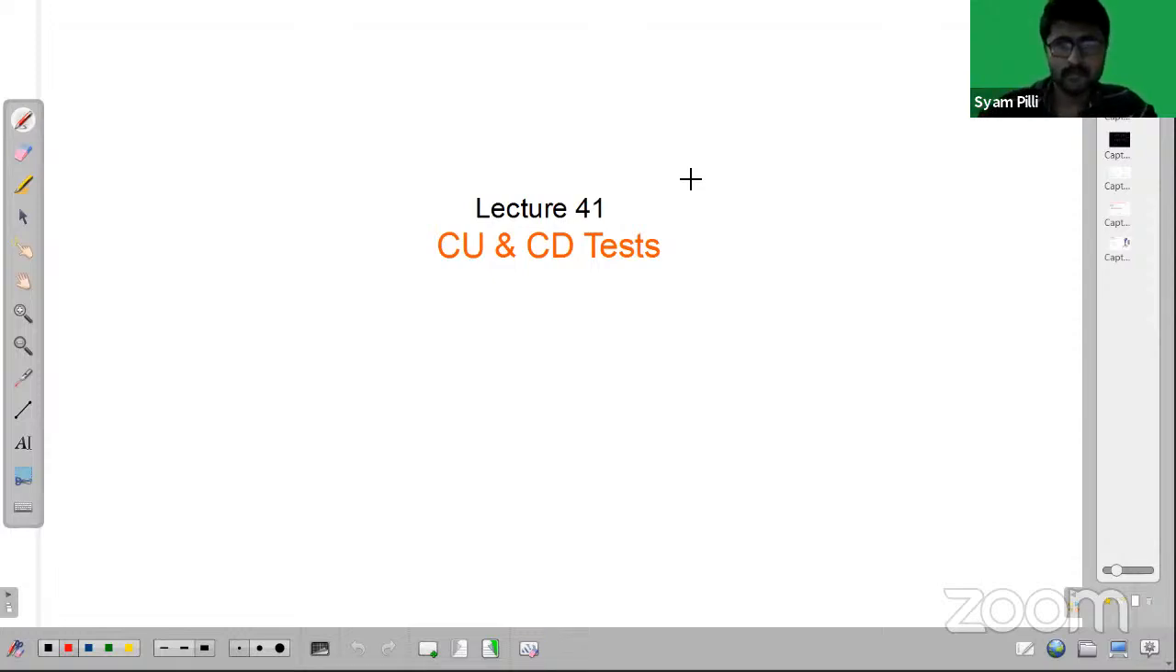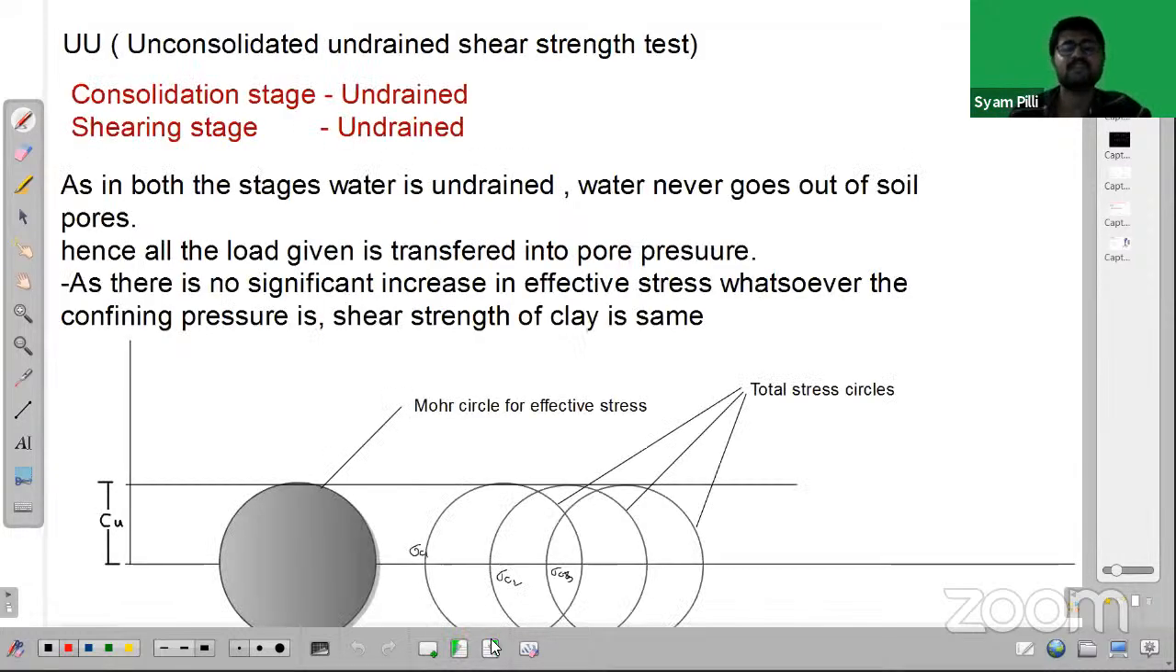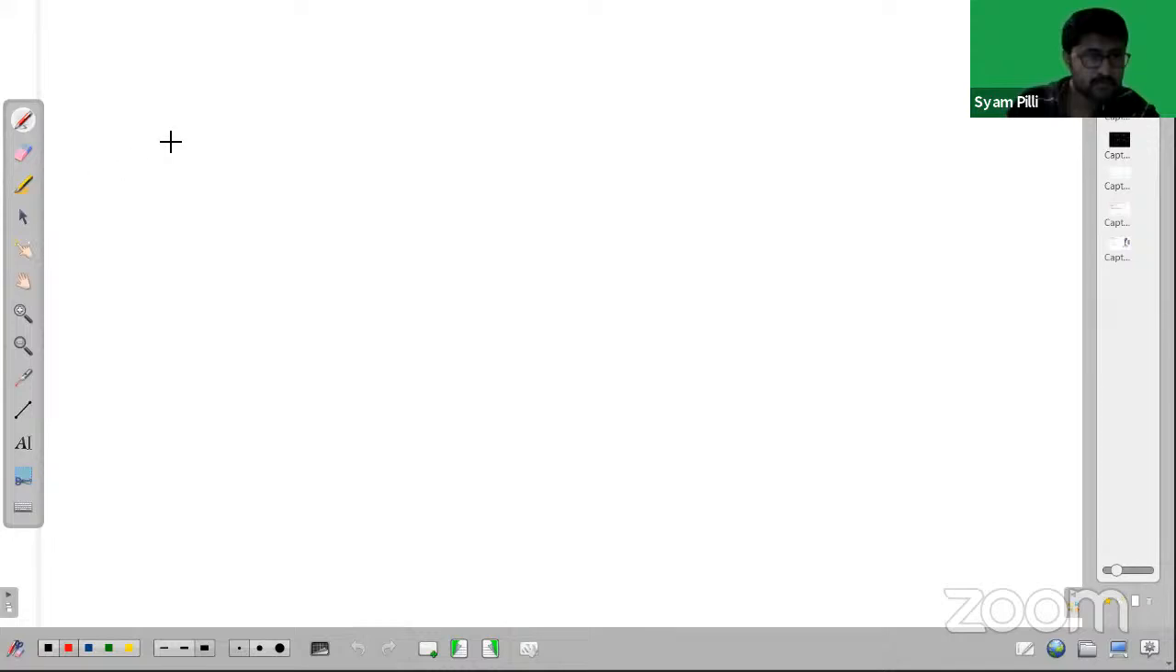Yes, we'll just give a recap about the previous class, and then we'll move to the CU and CD test. So yesterday we discussed direct shear test and triaxial shear test. In direct shear, we do only biaxial loading. You apply 2 kinds of stresses. First we apply normal stress, and then we apply shear stress. If the normal stress is more, then the shear stress taken is more. That's how we do the direct shear test.